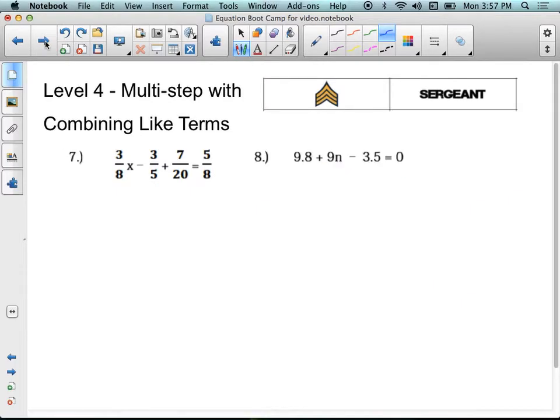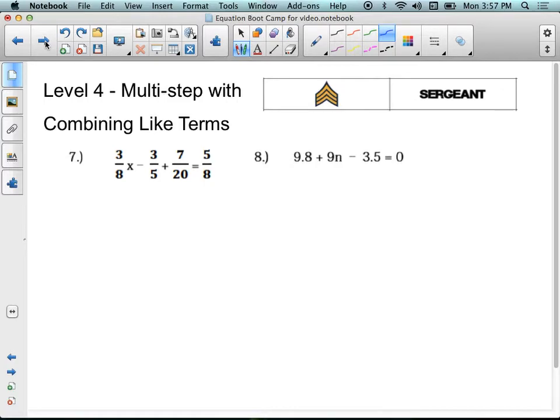I'd like to also show you a couple examples with decimals and fractions. Don't be alarmed by the decimals and fractions. They're not that bad, okay? We're going to do the same thing we did in the previous examples. We're going to combine like terms first to get a two-step equation, and then we're going to solve it as usual. Feel free to use your graphing calculator or your calculator with the fraction function to make this easier for you.